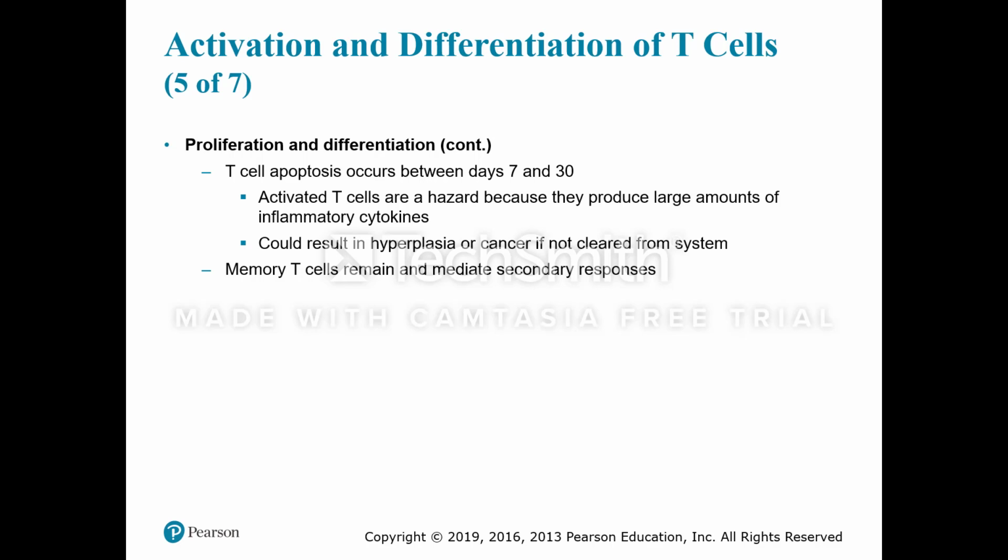But T cells are hazardous when they are large in population, because they produce large amounts of inflammatory cytokines. The reason why we feel very, very sick is because of these inflammatory cytokines being produced by T cells in the middle of the battlefield. They could result in hyperplasia or cancer if they are not removed from the system. Therefore, suppressor T cells have to make sure that all of the activities of the soldiers of the body are suppressed once the battlefield is clear.